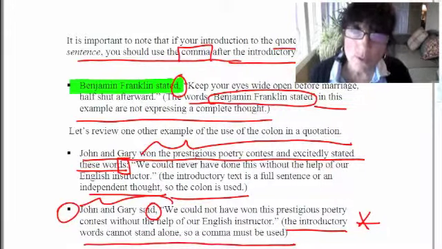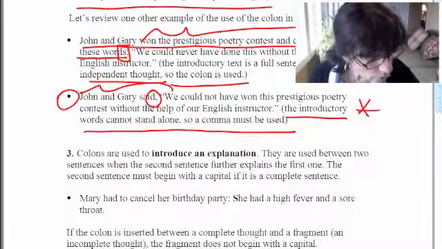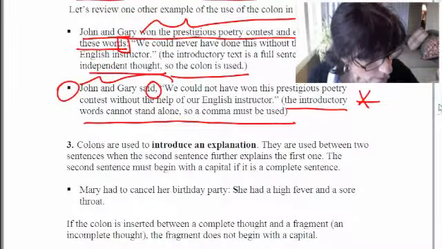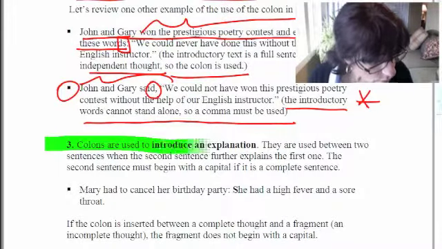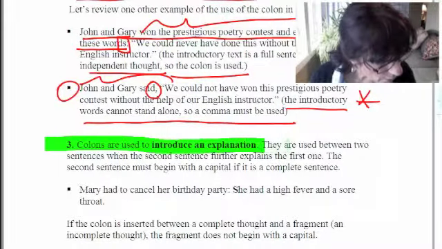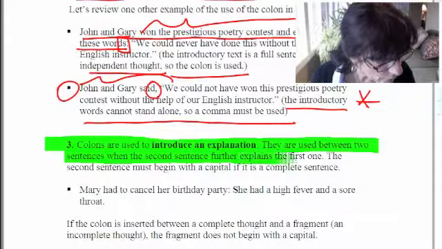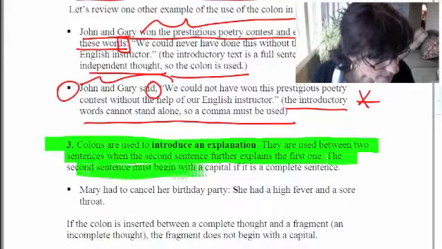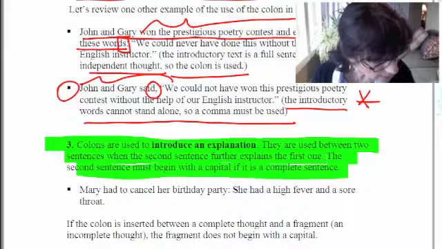So I hope you do understand the difference between introducing a quote with a colon or with a comma. And the third and final use of the colon is colons are used to introduce an explanation. They are used between two sentences when the second sentence further explains the first one. The second sentence must begin with a capital if it is a complete sentence. Let's look at this example.